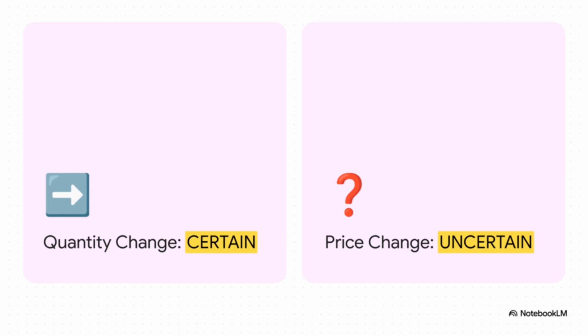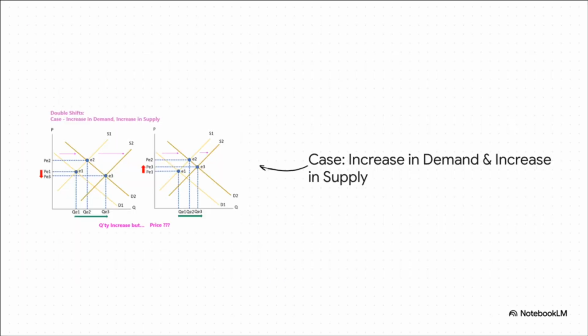So what's the result of all this movement? Let's break it down. First, let's look at quantity. The increase in demand wants to push quantity up, right? To the right on the graph. And the increase in supply? It also wants to push quantity to the right. See? Both shifts are working together, pushing in the same direction. So the change in quantity is absolutely certain. It is definitely going to increase. No question about it.